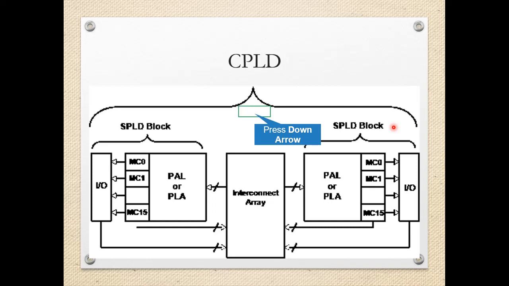A CPLD may be thought of as multiple interconnected SPLDs. The simple PLDs consist of PAL or PLA. Such multiple SPLDs are there. This is one SPLD block, and likewise there is a second SPLD block. Such multiple simple PLD blocks are present, and these SPLD blocks, called a logic block, are based on PAL or PLA, macro cell and IO structure.